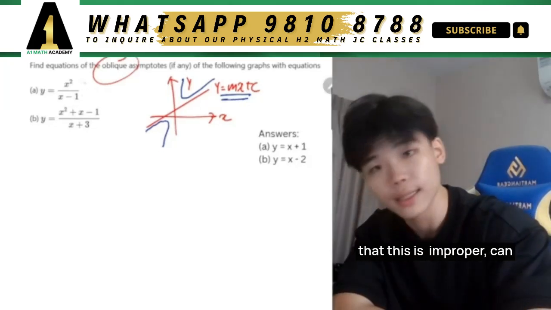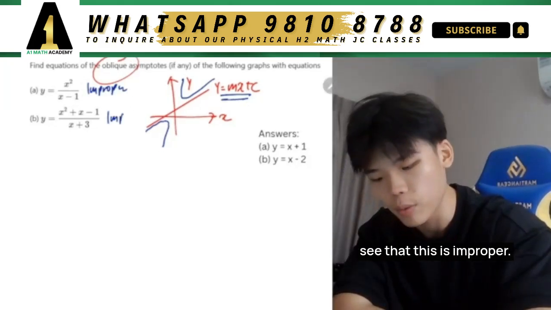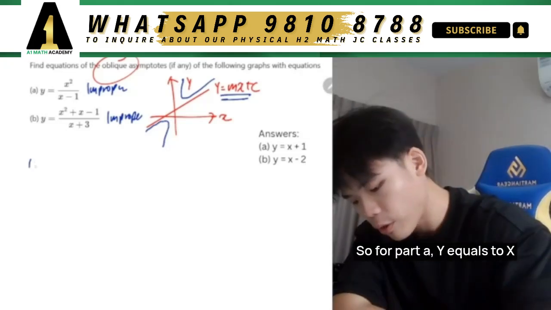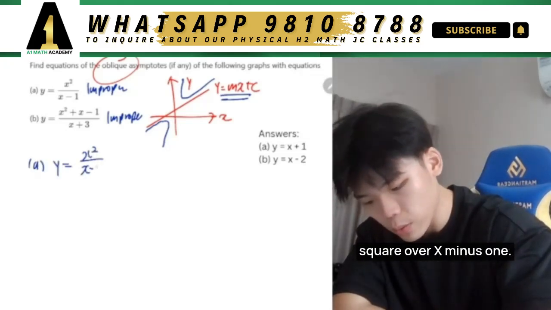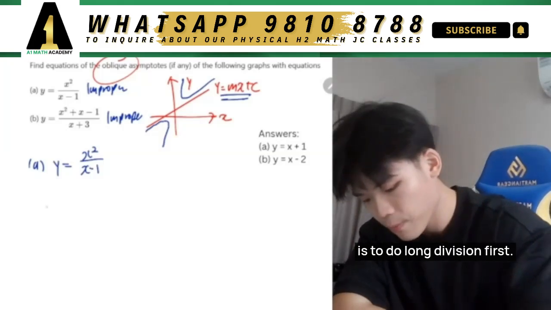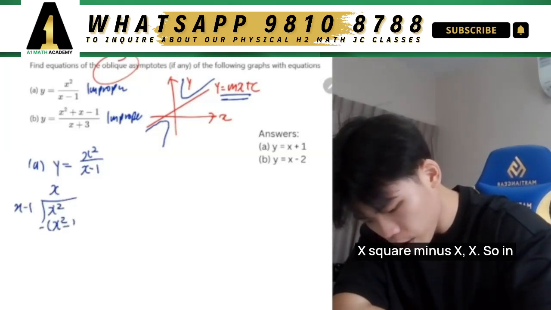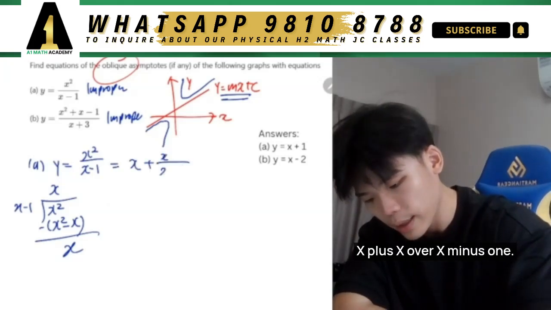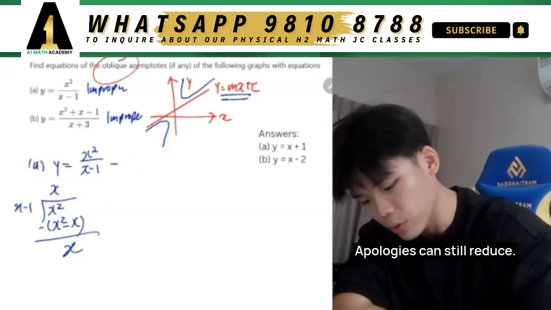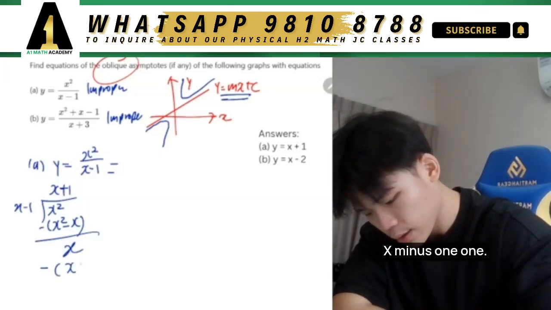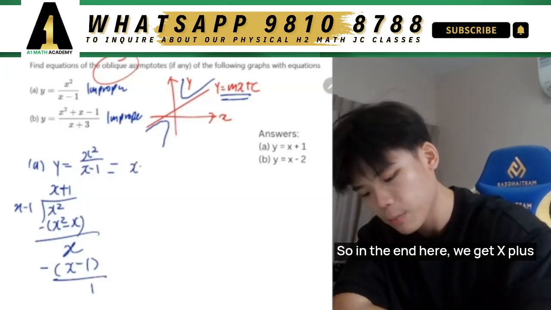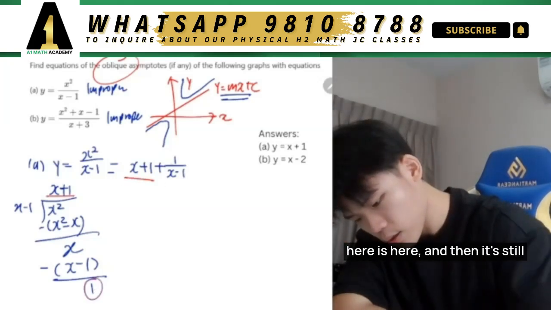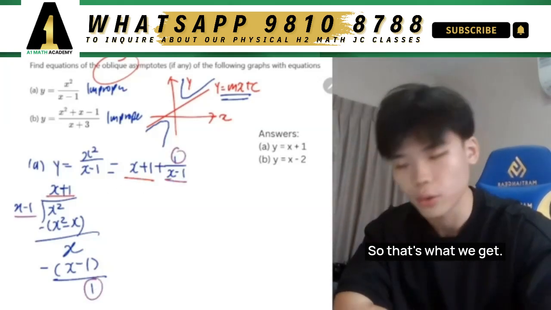So over here, we can see that this is improper. So to find the equation of an oblique asymptote, we first make it into a proper fraction. So for part A, y equals x squared over x minus 1. What we're going to do now is long division first. x squared, x minus 1, x squared minus x. So in the end, over here, we get x plus x over x minus 1. Apologies, we can still reduce. So plus 1, minus x minus 1, 1. So in the end here, we get x plus 1 plus 1 over x minus 1, right? This portion is here, and then it's still being divided by this. So that's what we get.